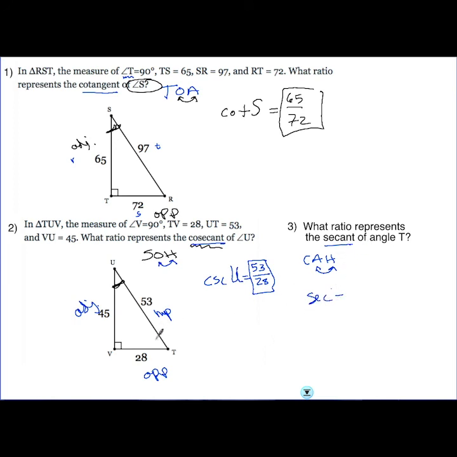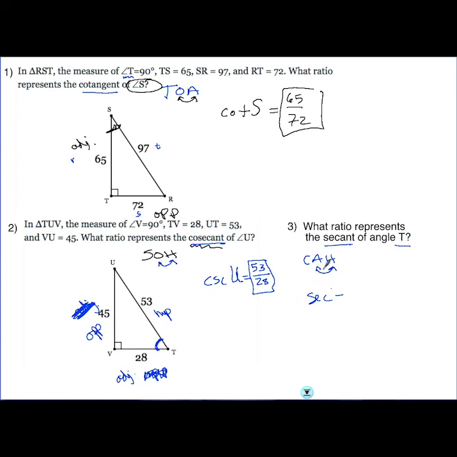Oh, let's get crazy here. This is angle T. So this is not my adjacent side. This is not the angle I'm looking at. I am looking at this angle down here, which changes things. So this leg now becomes my adjacent side, and this side becomes my opposite side. Be careful. Okay? So I still have my hypotenuse.